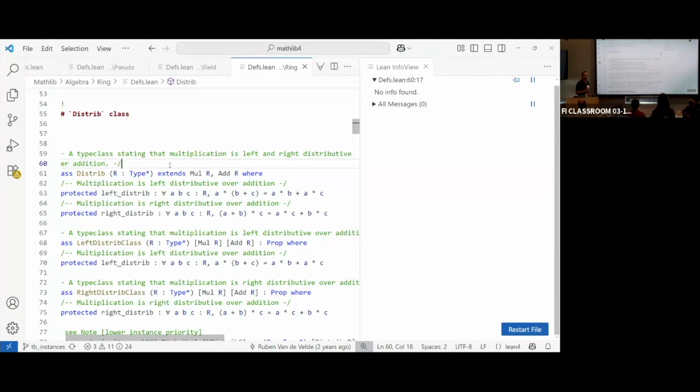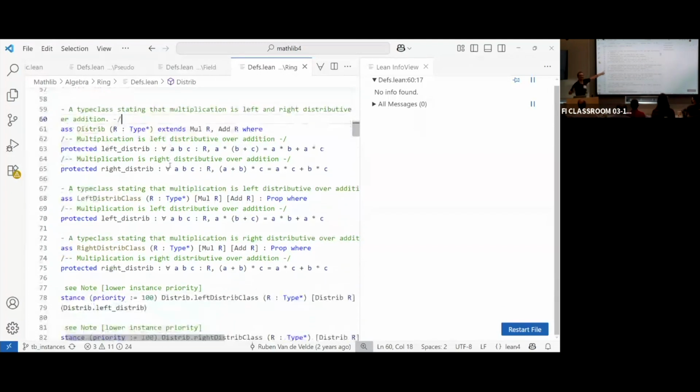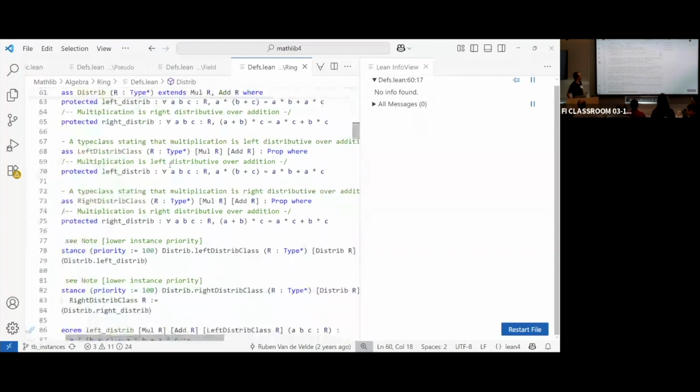Yep. So then why not separate out two separate classes, left distrib and right distrib? Right there. Oh, there it is. So in case you only have a left distrib.